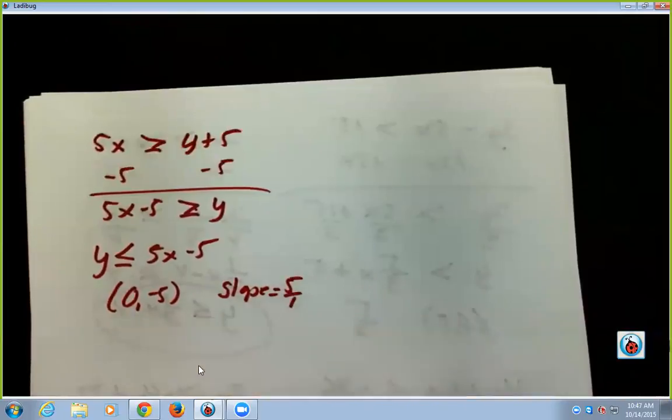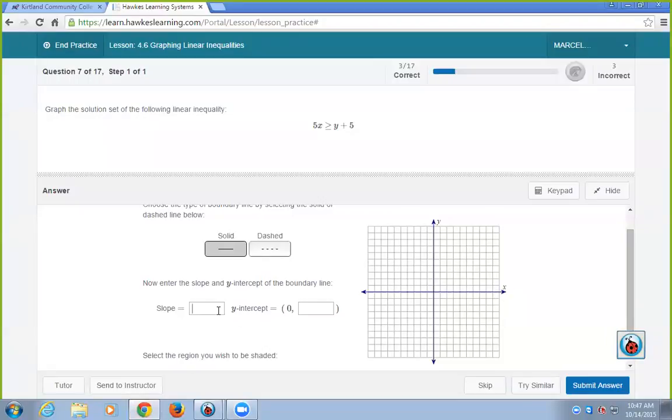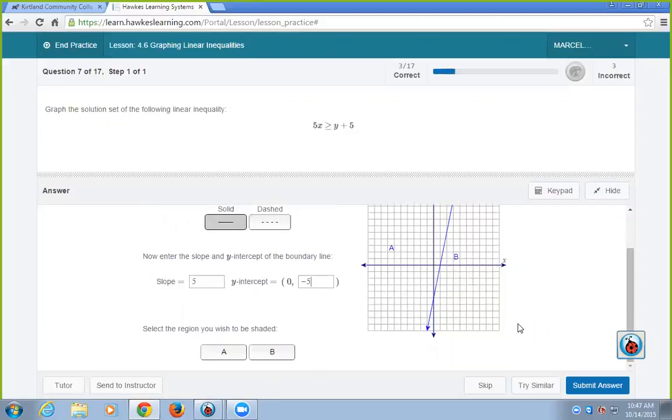Or 5 over 1. So now if we go back over here, we can end up putting in what our slope is. Our slope is 5. Our intercept is 0, negative 5. Very important you get your negative in there. It's put the line in for me.